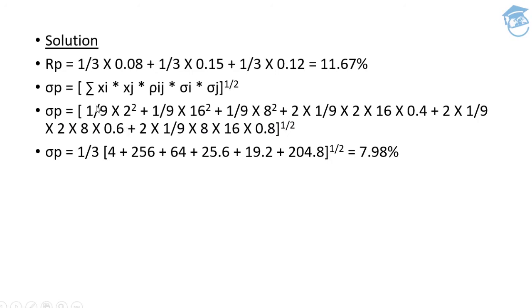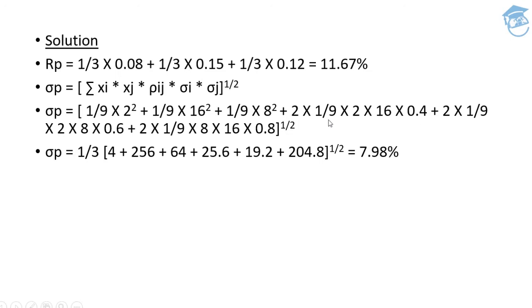So weight for D, multiply it with deviation for D to the power 2, plus weight for E, that is 1 divided by 9, multiply it with deviation of E, that is 16 square, plus 1 divided by 9, multiply it with deviation for F, which is 8 square, plus 2 into weight of D, which is 1 divided by 9, because that is the whole square formula for it, multiply it with deviation, which is 2, multiply it with deviation of E, which is 16, multiply the same with correlation coefficient between them, which is 0.4.